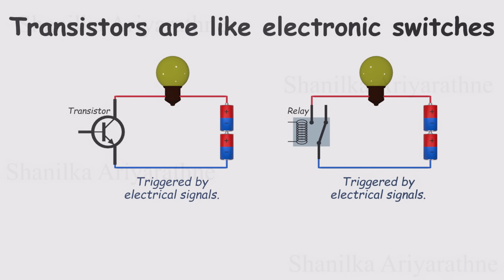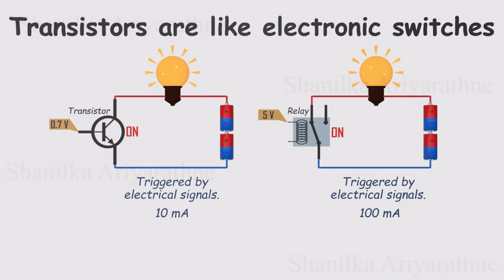Now you might be thinking, wait, don't relays do the same thing? They can turn circuits on and off too, using an electromagnet to move internal contacts. That's true, but relays come with a few big drawbacks. First off, they're power hungry. It usually takes around 100 milliamps to energize a relay coil. A transistor? It can do the same job with less than 10 milliamps.